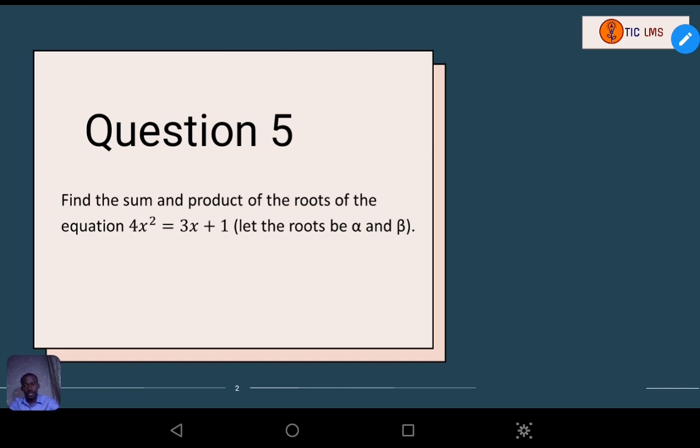Now, let's take a look at this question. It says, find the sum and product of the roots of the equation 4x squared equals 3x plus 1. Now, we are taking the roots to be alpha and beta, meaning that when we solve this equation, whether by factorization, completing the square, graphical, or formula method, the answers we get are the roots, and when we add them together, what exactly do we get? So we can easily get them using this method.